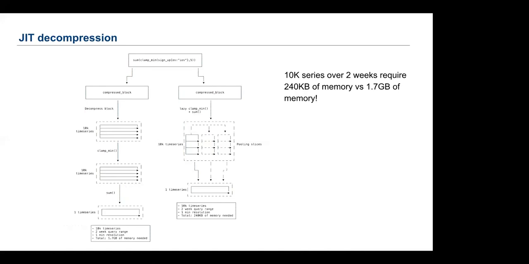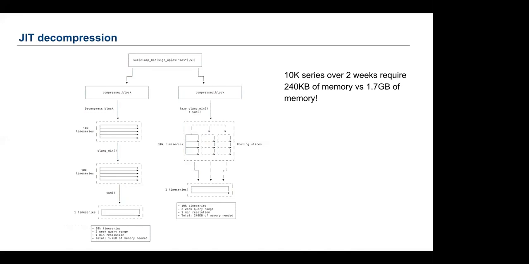So I have this example here. I hope it's visible a little bit. Okay, so in this example, imagine you matched 10,000 time series, and this is over a 2-week period. So you have two functions to apply here, a clamp and a sum.